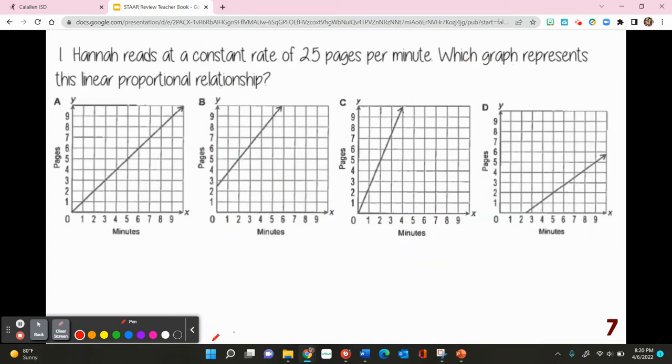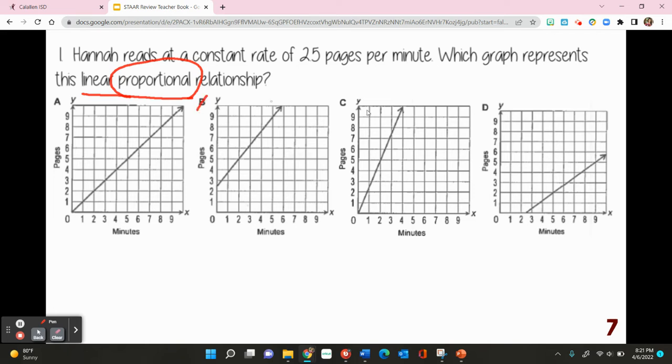So let's go ahead and look at number 1. Number 1 says Hannah reads at a constant rate of 2.5 pages per minute. Which graph represents the linear proportional relationship? So since this says it is a proportional relationship, that lets me know that if I'm looking at a graph, my graph should be linear and it should go through the origin. Based off of that information, I can eliminate B and I can eliminate D.